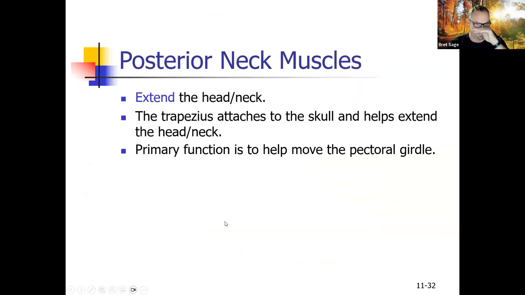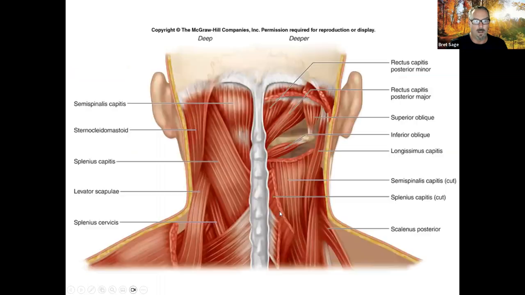Posterior neck muscles extend the head and neck. So that's looking upward. The trapezius attaches to the skull and helps extend the head and neck. That's that large muscle, the connector between your shoulder and your neck. It goes quite a ways downward, but it really helps you shrug and helps you move your shoulders. Its primary function is to help move the pectoral girdle. This shows you some of the muscles in the posterior neck.